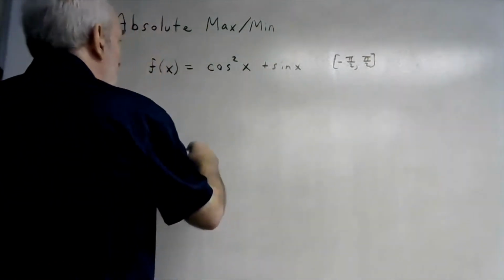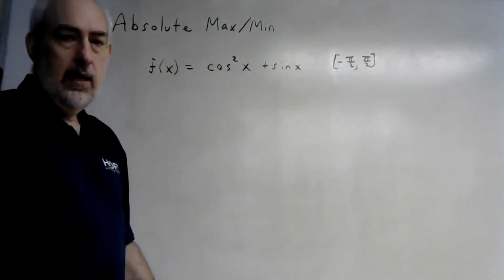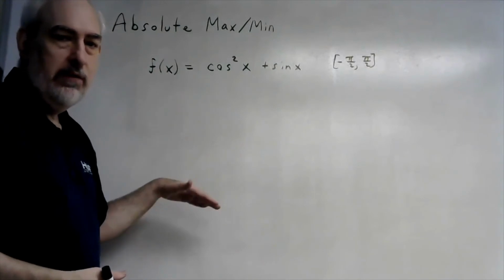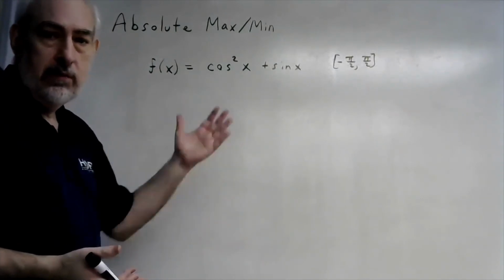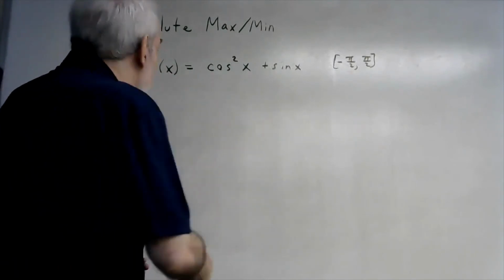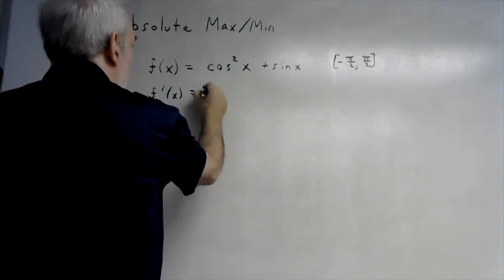Okay, well, sine and cosine are defined for all points. So any critical point, any place where the derivative is either 0 or undefined, I automatically know is going to be a critical point because this function is well defined everywhere. So let's find where the derivative is 0 or undefined by taking the derivative.